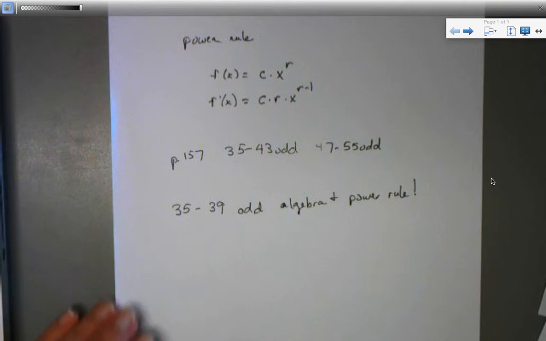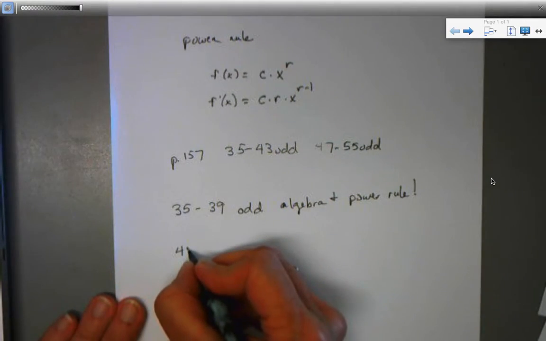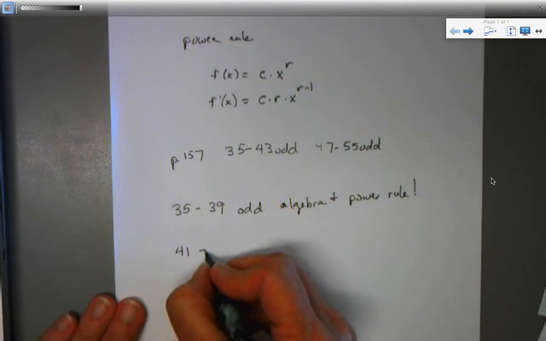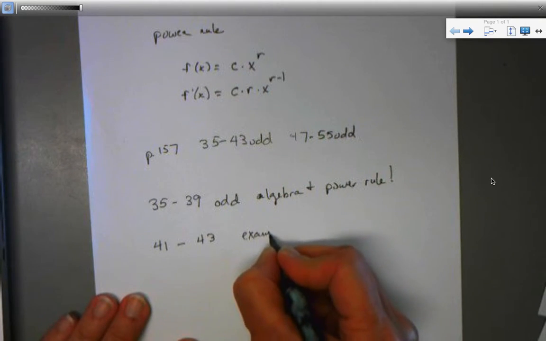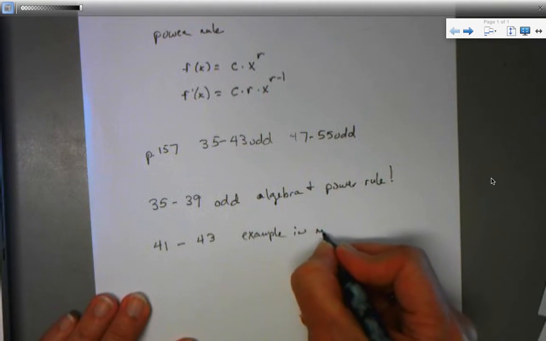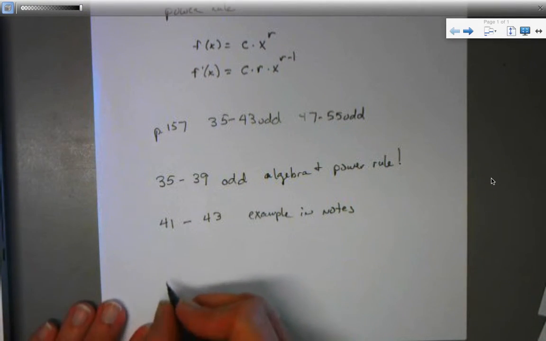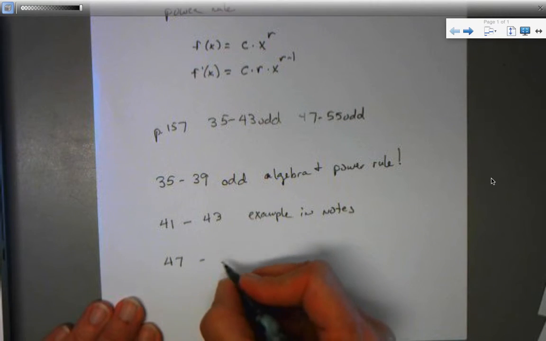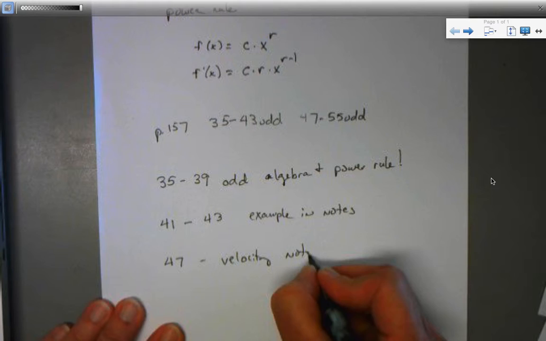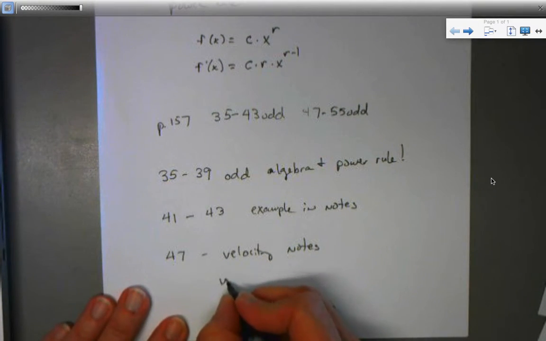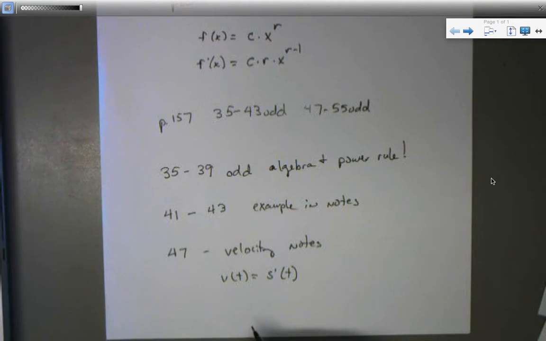So I'm going to work 2 of those for you to get you started. And then starting at 41 through 43, these are just like an example in your notes. So I'm going to let you use your notes for those. Then starting at 47, that's a velocity question. You have your notes for that. Remember, velocity is the derivative of position.